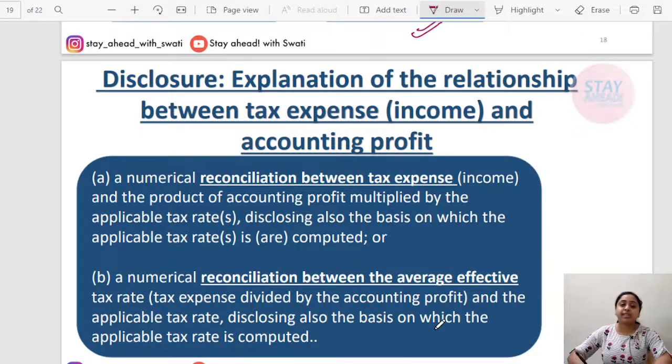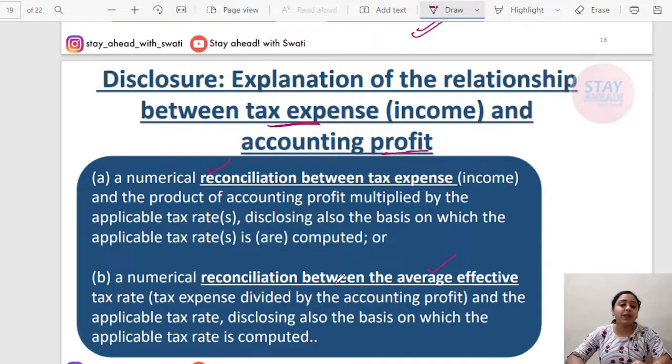Next, disclosure: explanation of the relationship between tax expense and accounting profit. You have to compare the accounting profit and the taxation profit. You need to make a reconciliation and explain what the difference is and why they are different. You also need to present a numerical reconciliation between the tax expense and the product of accounting profit multiplied by the applicable tax rate. You also need to reconcile the average effective rate.